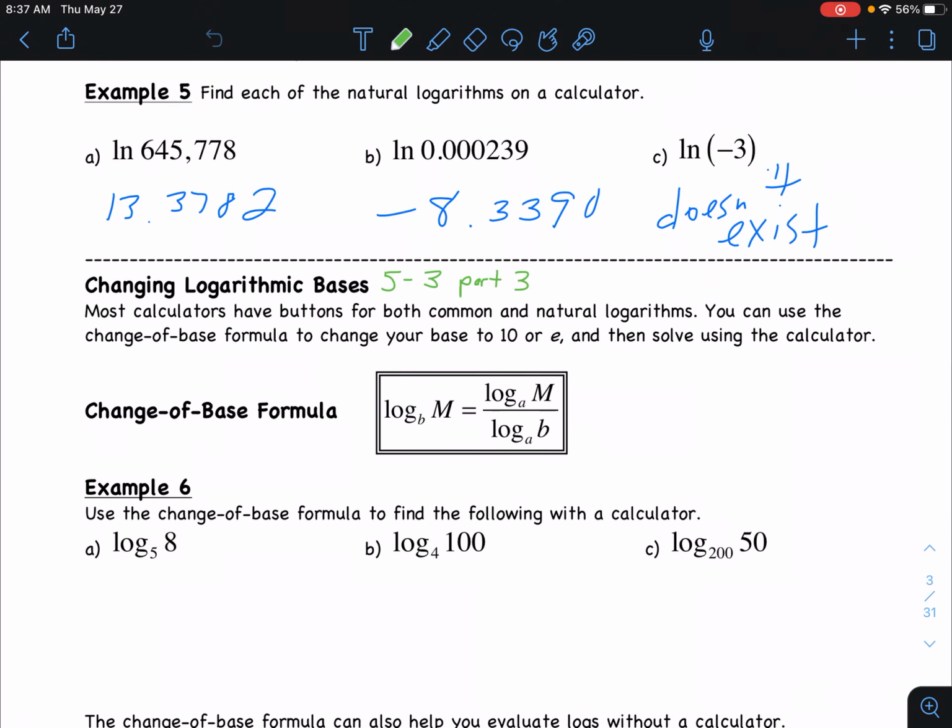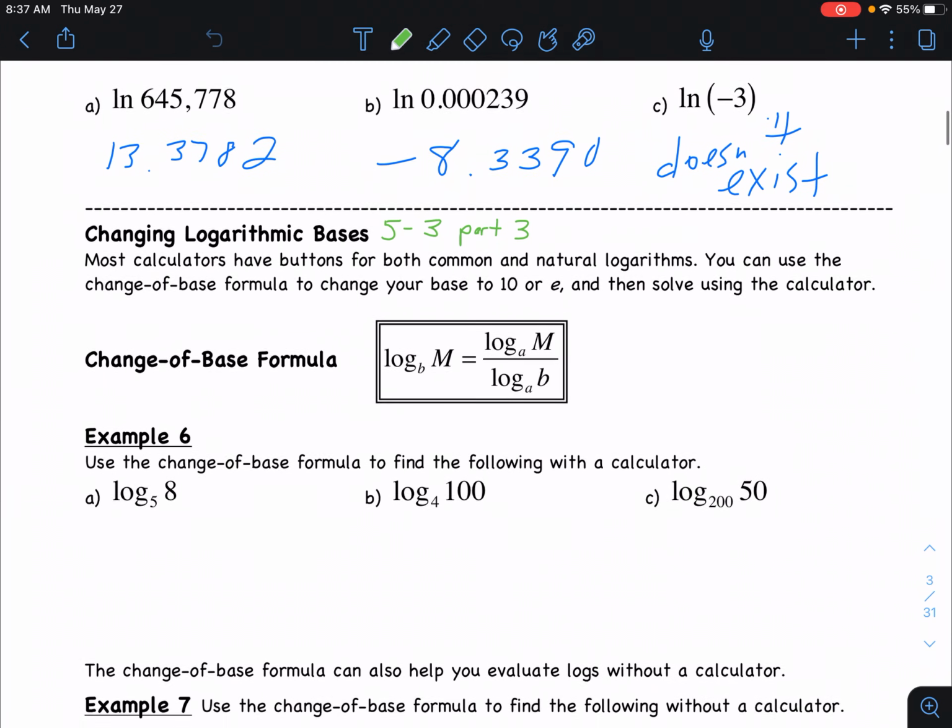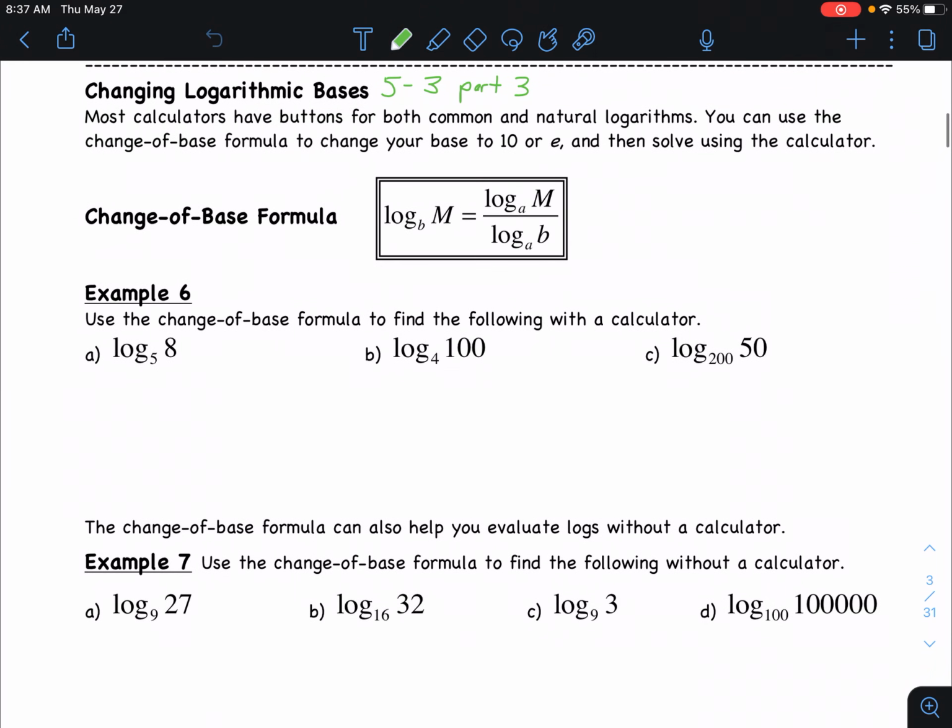In this video, we're going to wrap up section 5.3, doing part 3. We're going to start off with this formula called the change of base formula. And so we're going to start off with changing log bases.